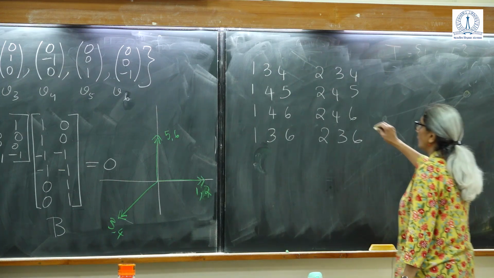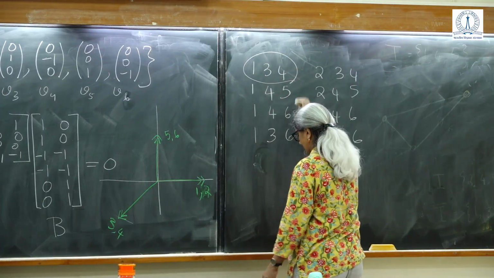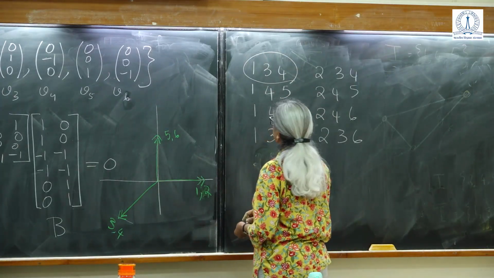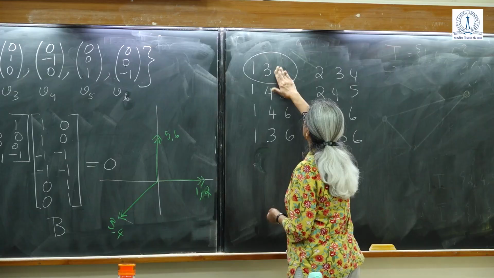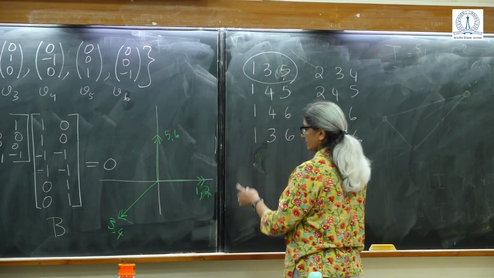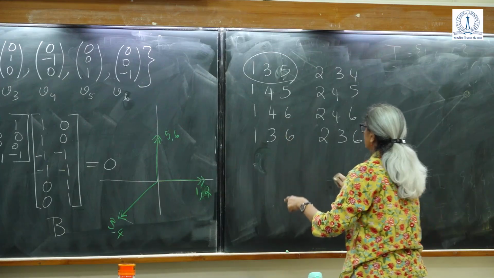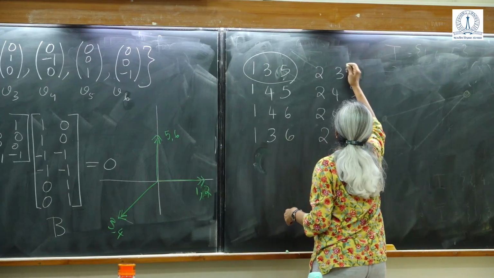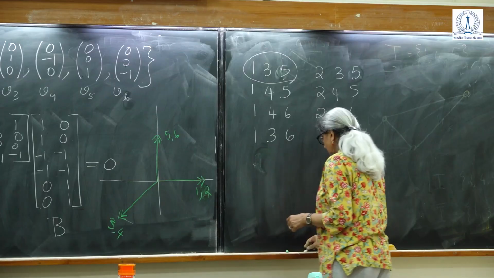So 1, 3, 4. Let's do 1, 3, 4. 1, 3, 5? Oh. Okay, is this correct? I just wrote down 1, 3, 5. 2, 3, 5. Okay, so let's do this one that's circled.